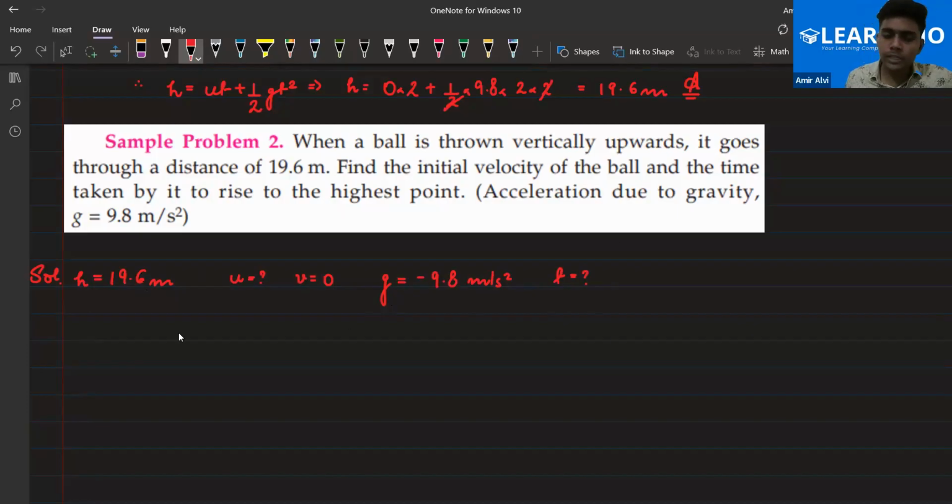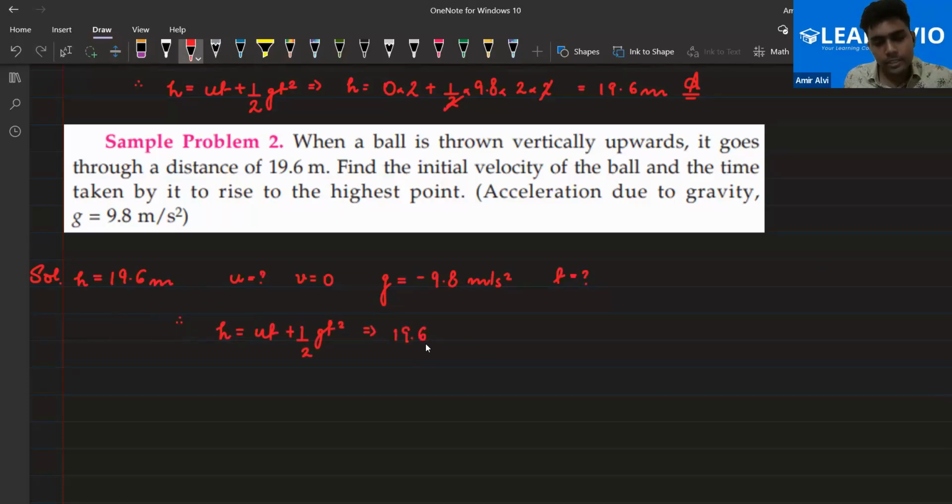Let's calculate the time t using the first equation of motion, that is v equals u plus gt. So v is 0, u we need to calculate, minus 9.8 t. Just a second, t is also not known. I thought we had been given t. Sorry, my bad. Use the second equation, h equals ut plus half gt square, because time is not given.